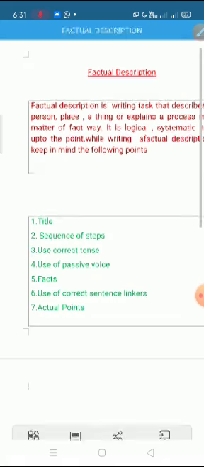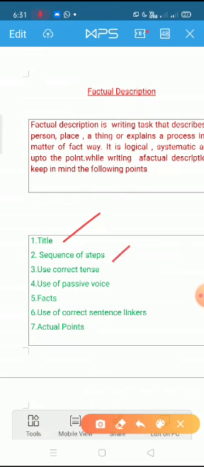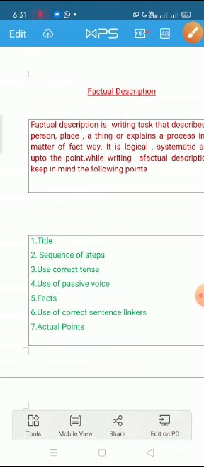One is title. Second, sequence of steps. It depends on the topic, whether it's a person, place or thing, or it's a process. So it is totally dependent on the title, on the subject of writing. You have to use correct tense, generally present tense, because you are describing things, so you describe the things in present tense only.